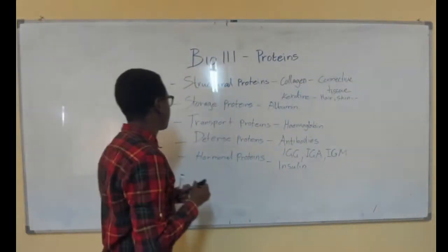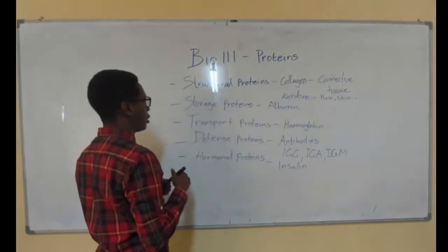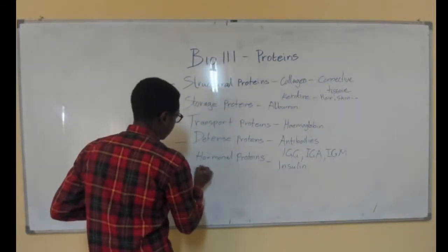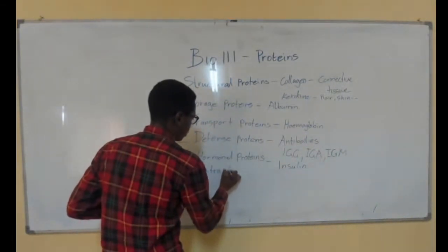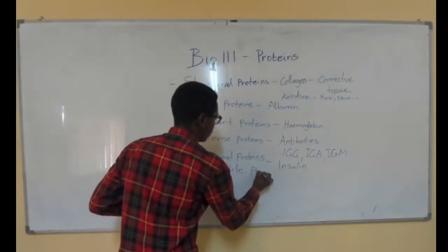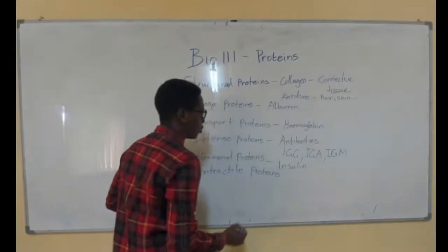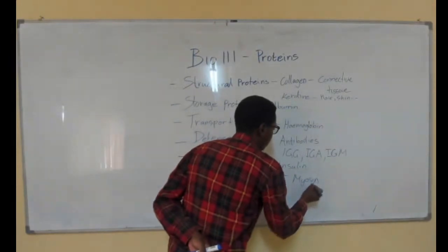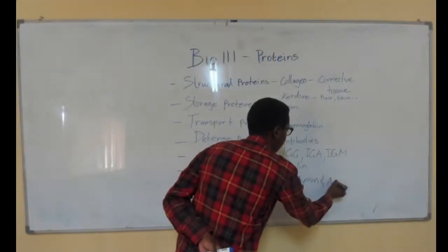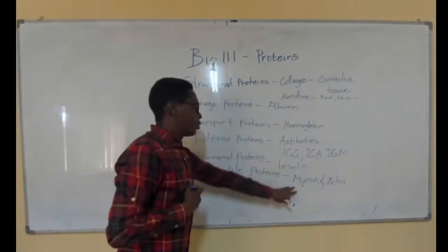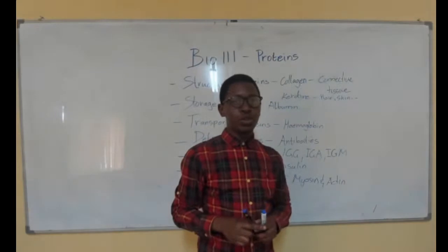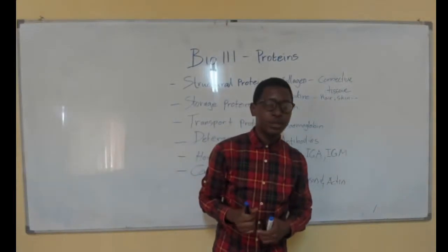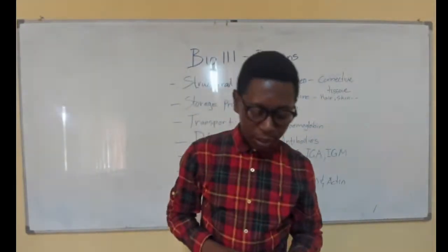So apart from that, we also have what are known as contractile proteins. Okay, contractile proteins. So contractile proteins include myosin and actin. So these proteins are found in your muscles. So your muscles are able to contract because of actin and myosin. So those are contractile proteins.